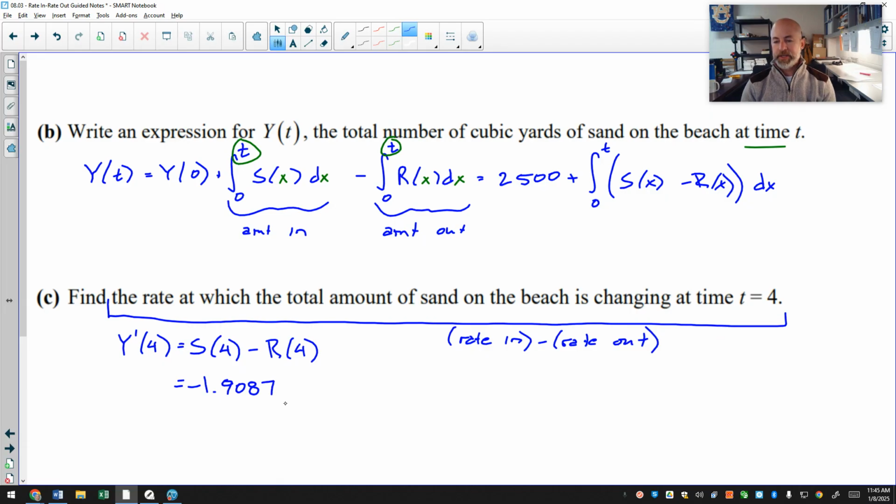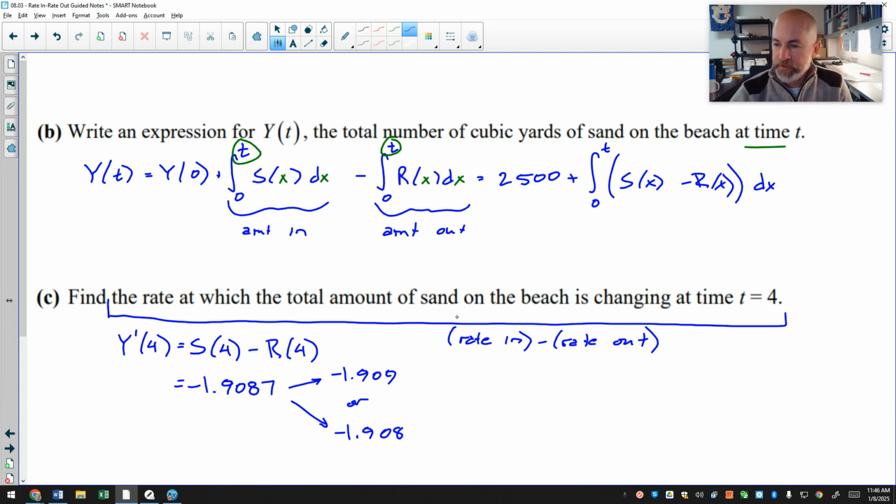1.9087, which again could be rounded up, negative 1.909, or they would accept that as negative 1.908. And they don't ask you to interpret this, but the fact that the overall rate of change is negative means that at this current point in time, the amount of sand on the beach is indeed decreasing. We have a negative derivative.